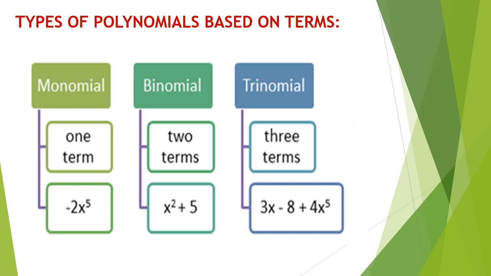Second type is binomial. Bi means 2. So binomial have two terms. Example x square plus 5. The last type is trinomial. Tri means 3. So trinomial have three terms. Example 3x minus 8 plus 4x power 5.